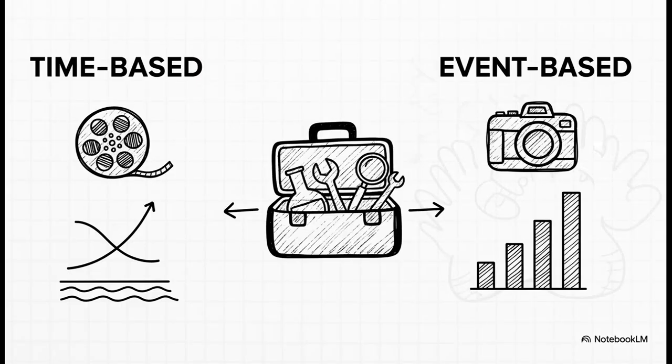So, let's wrap this all up. What's the big takeaway? Well, we've seen there are two main ways to grab data from the world: time-based and event-based. Time-based, that's your film camera, giving you a continuous story that's amazing for seeing how things change. And event-based, that's your photo booth, capturing specific moments that are perfect for comparing things. And maybe the most important lesson of all, knowing which tool to use for the job, well, that's one of the biggest decisions a scientist has to make.